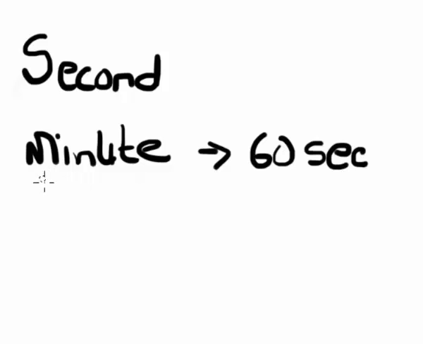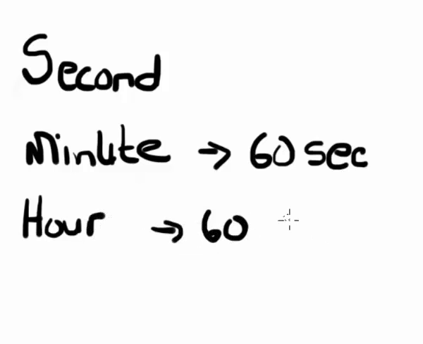Now, the next unit that comes after a minute is, of course, an hour. And an hour has 60 minutes. So if we want to calculate how many seconds we have in an hour, we are going to have to take 60 and multiply it by 60. We will be doing some of that a little bit later.